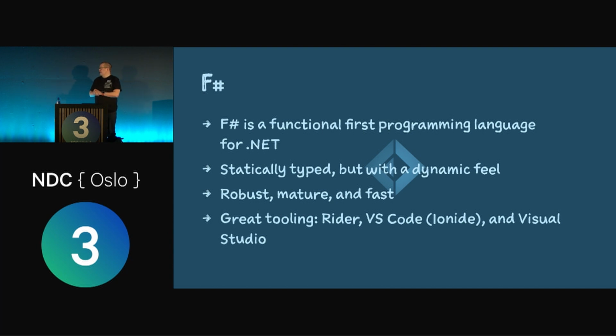So let's look at F#. And there have been quite a few talks about F# already. So we know it's a functional first programming language for .NET, maybe. And it's statically typed. But the cool thing is that it has this dynamic feel. So it almost feels like Python. But the difference is that this is super robust, mature, and fast. And we have really great tooling in JetBrains Rider, VS Code with the Ionide plugin, and Visual Studio.